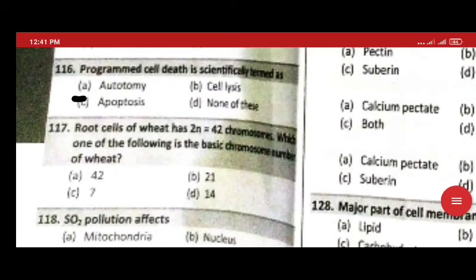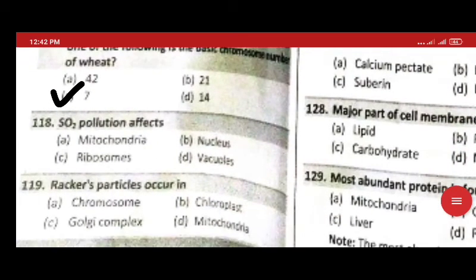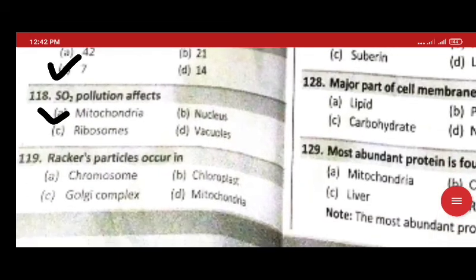117. Root cell 42 chromosomes. Which one of the following is the basic chromosome number of wheat? For wheat, remember that it is 7. SO2 pollution effects: SO2 pollution mainly affects mitochondria, because respiration occurs here. So option A is right.